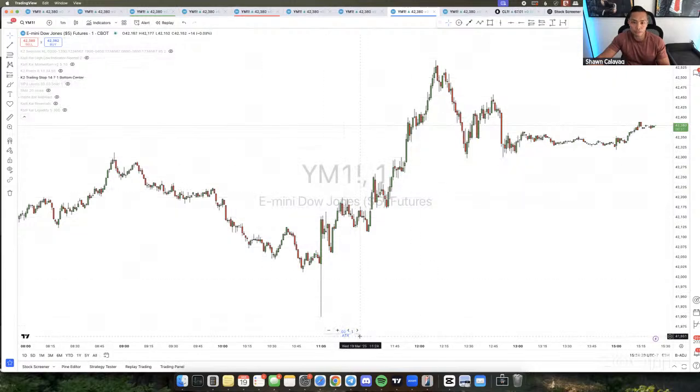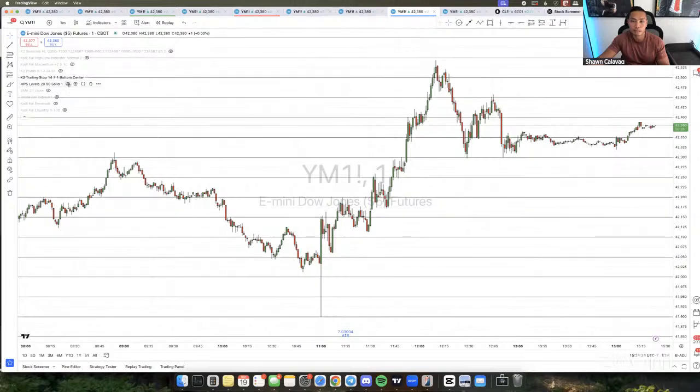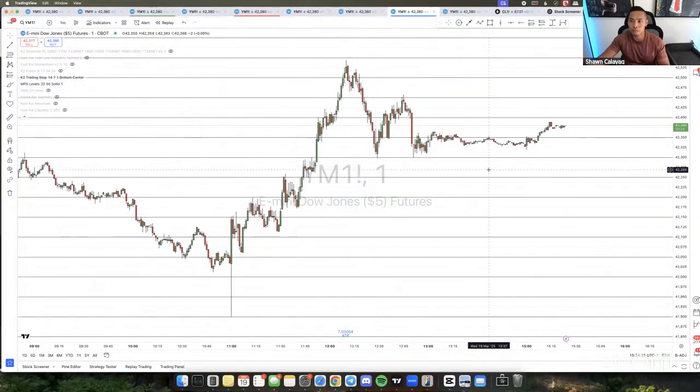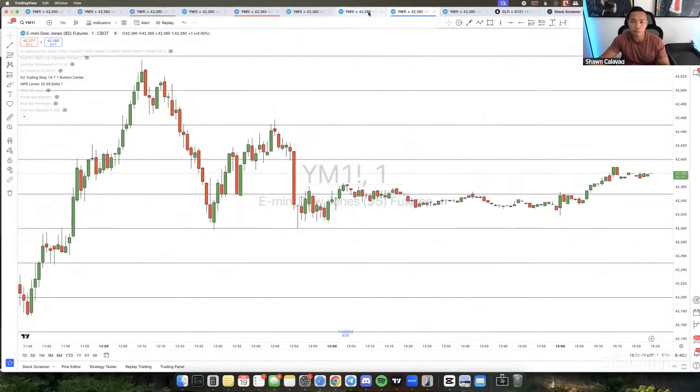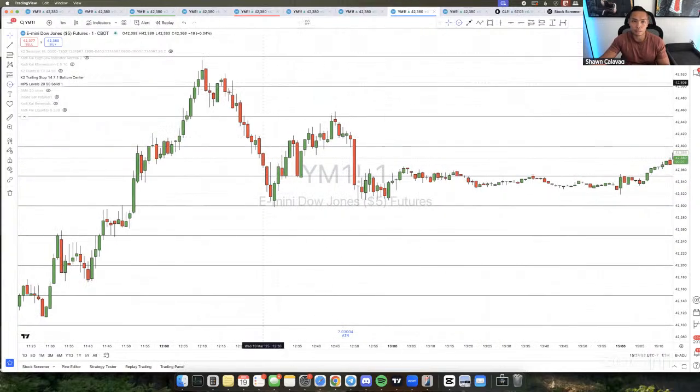This chart doesn't have anything on it. The only thing that I have here is the K2 MPS levels. I have it set to whole numbers, so I have it set to every 50 points. Same thing that I use the market profile and volume profile for. For this one, I basically look for bounce points off whole numbers. They're not for entries, not entry specific, but I just use these for bounce points, like I said earlier. So for example, price bounced off here, right?